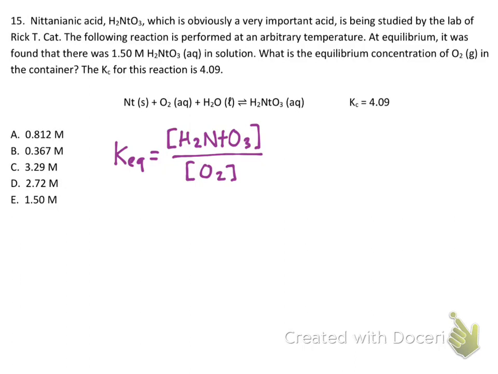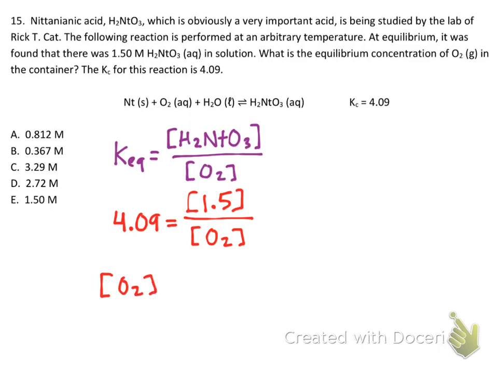So let's plug in everything. We plug in our equilibrium constant, 409, and we plug in our concentration of the acid, which is 1.5 molar. Now we can solve for the concentration of O2. So we'll multiply the O2 through. We'll get the O2 concentration times 4.09 is equal to 1.5. Divide both sides by 4.09 and we get our answer: the O2 equals 0.367 molar.